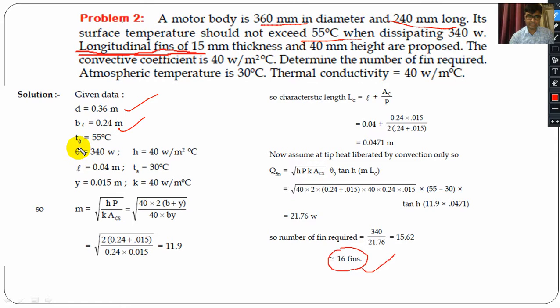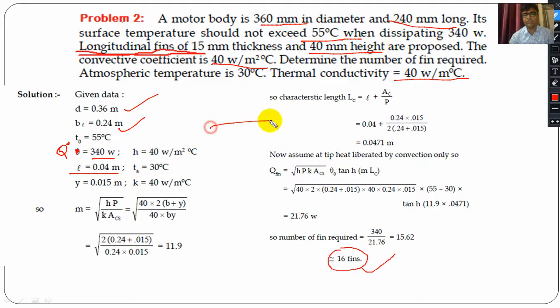Now the rate of heat transfer, actually this is the rate of heat transfer. So it is Q, the total rate of heat transfer. This is 340 watt. Thermal conductivity is 40 watt per meter degree centigrade, and the convective heat transfer coefficient is 40 watt per meter square degree centigrade. Both values are given. And the length of the fin. See, the length of the fin, I am considering the height of the fin. Why?